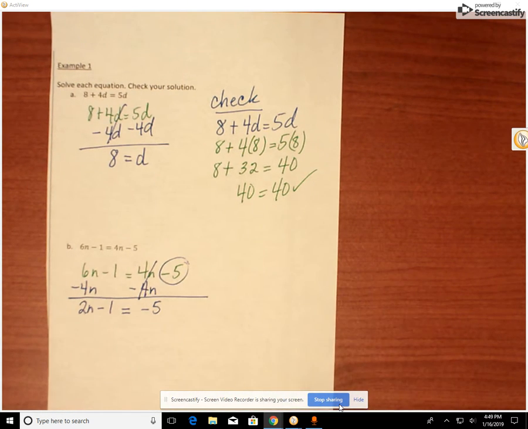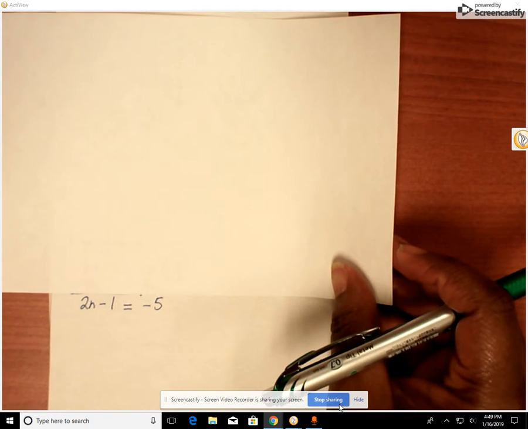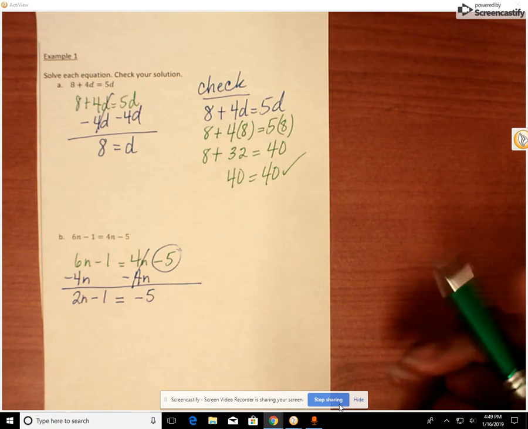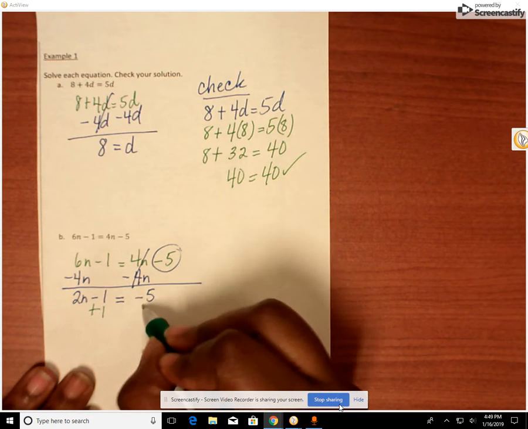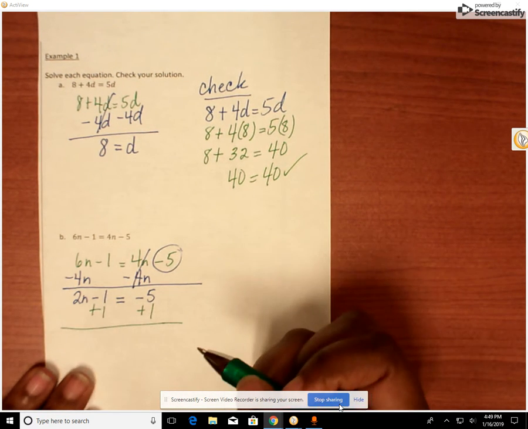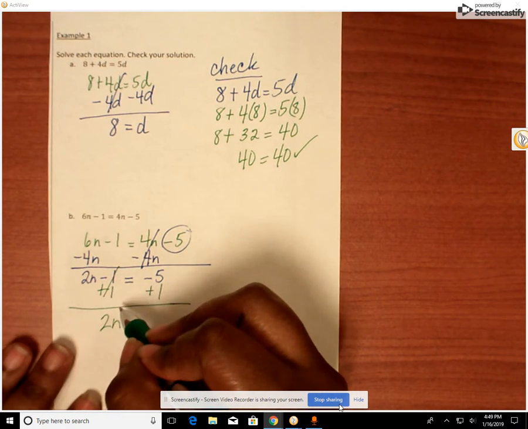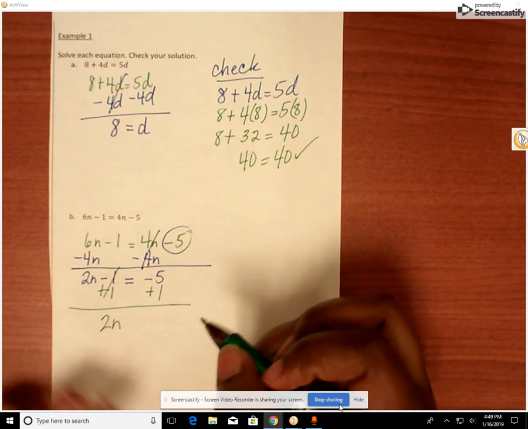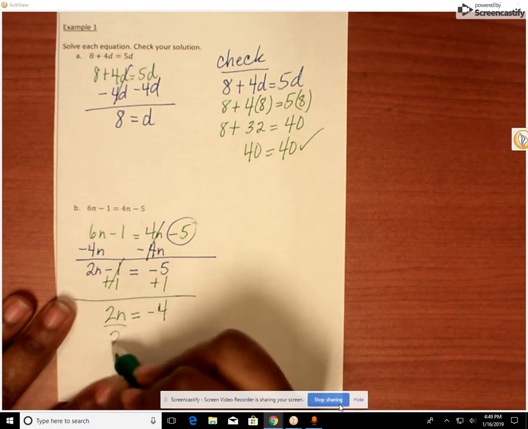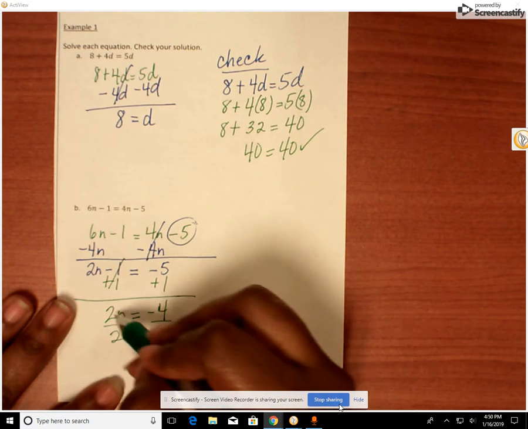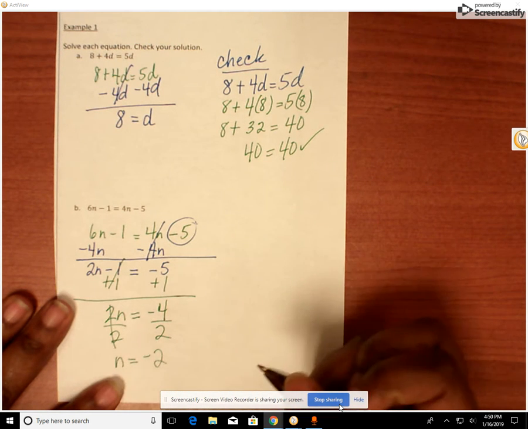Now, at this point, you can see that this is different. Now, it's a different equation. It is a two-step equation, so we went over those in the previous video. So we do the inverse of subtraction, which is adding. So I'm going to add 1 to both sides. That will cancel out or become 0. 2n equals negative 4. We're going to divide both sides by 2 because that is our coefficient. Negative 4 divided by 2 is a negative 2.